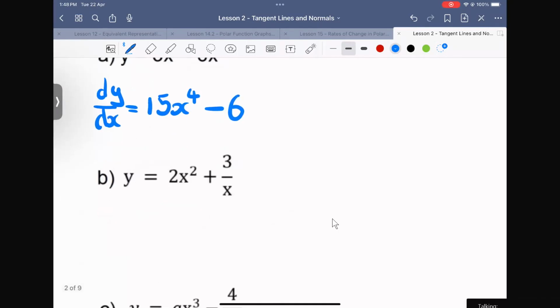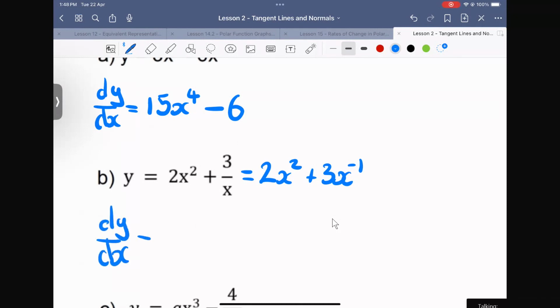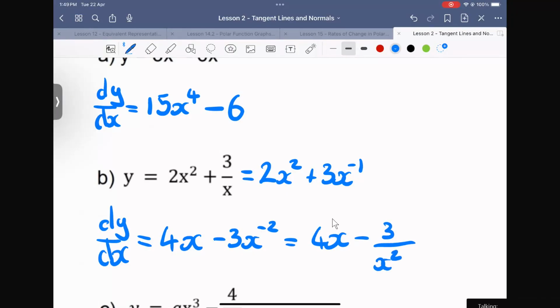So our second one, we want to convert this into index form. We get 2x squared plus 3x to the minus 1. To find the derivative here, differentiate with respect to x. 2 times 2 is 4. x to the 2 minus 1 is 1, so x to the 1, we don't show the 1. 3 times minus 1 gives minus 3. x to the minus 1 minus 1 gives minus 2. And then we're going to rewrite that as 4x minus 3 over x squared.